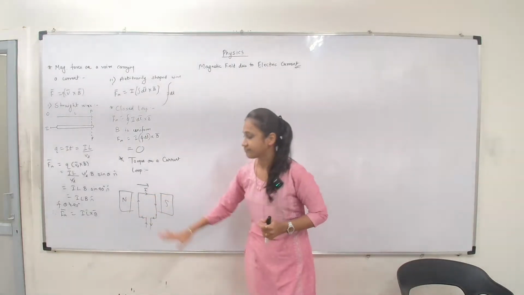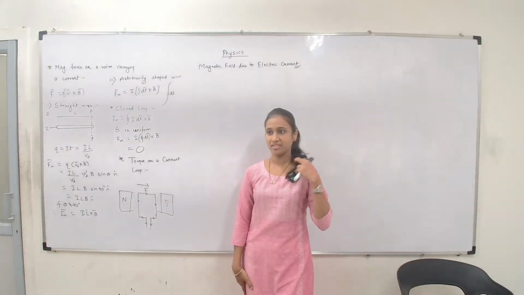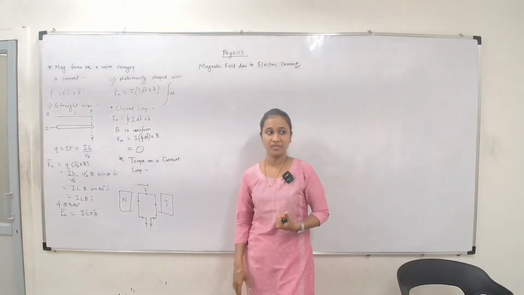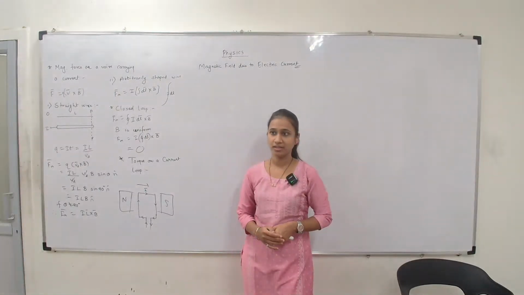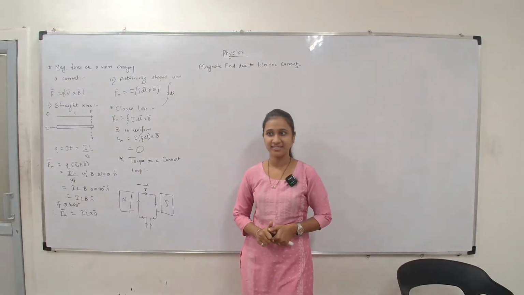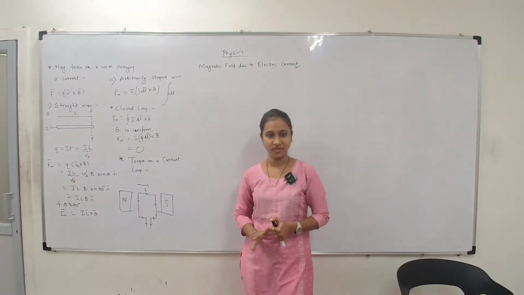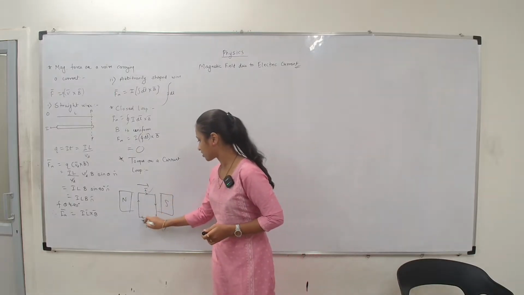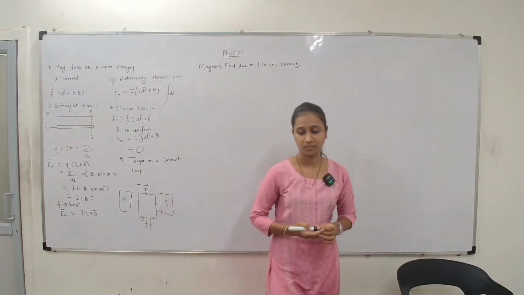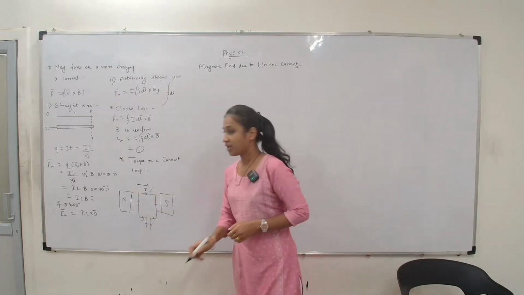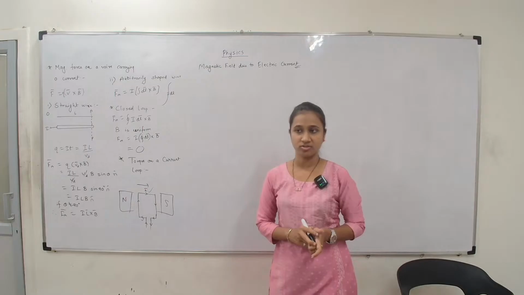Parallel means theta will be zero, sin zero is zero, anti-parallel means theta will be 180, sin 180 zero, force will be zero. So we will not take into account these two forces or the forces acting on these two arms, right? आता राहिले कुठले, हे दोन दिसतात, which are perpendicular to the direction of the magnet.